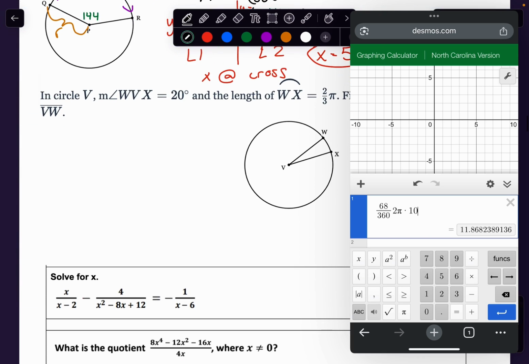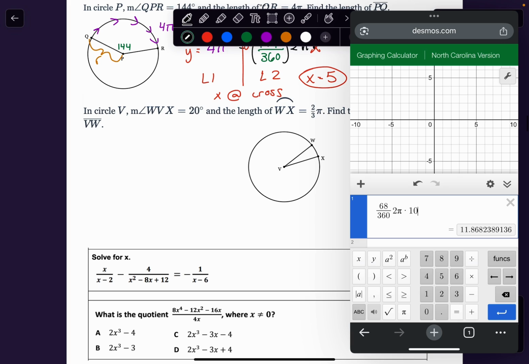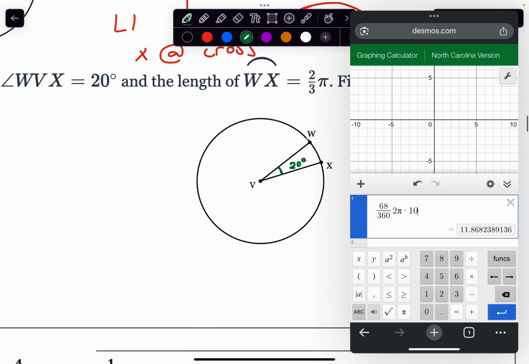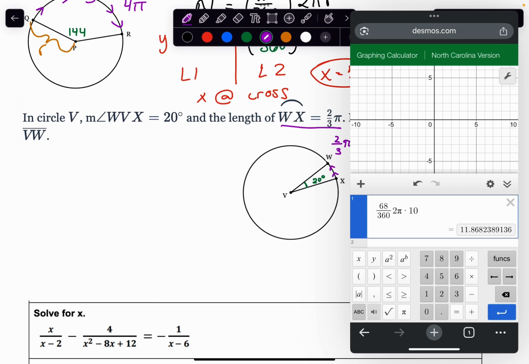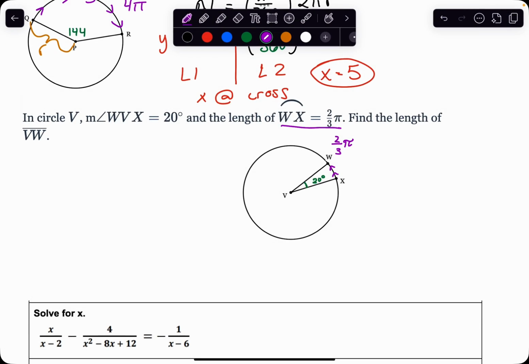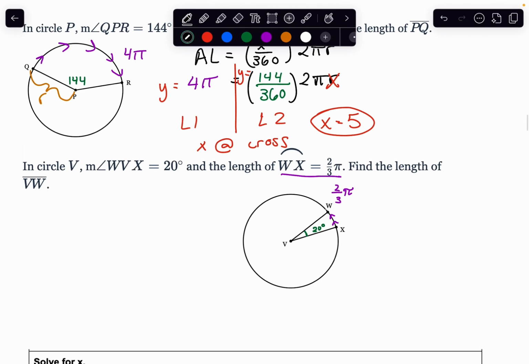For this next question, it says a circle, and then it gives me the central angle, which is 20 degrees. And then it gives me the length of the arc, which is 2/3 pi. So with that and the length of the arc, you're going to have to go through and set it up like we did last time.